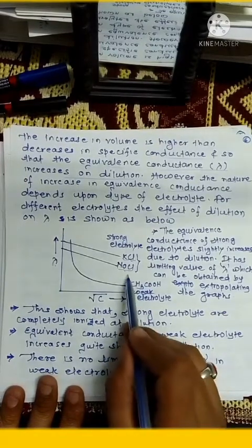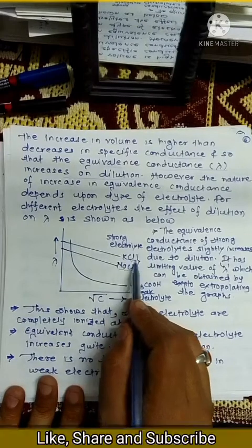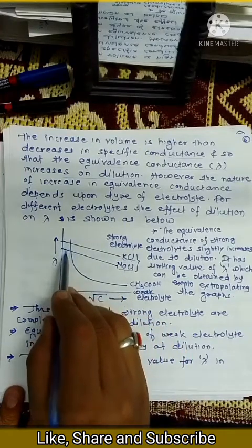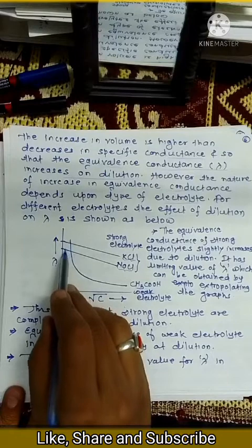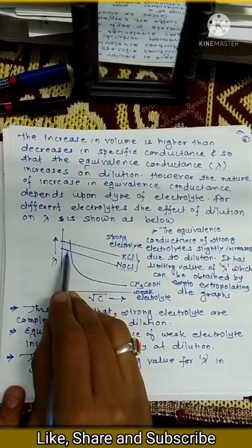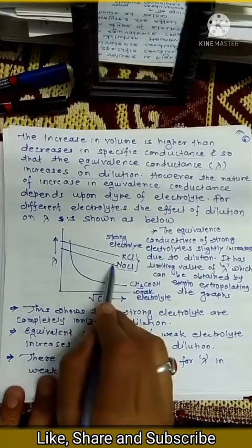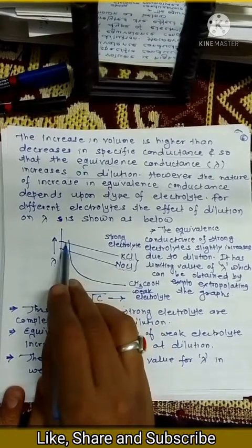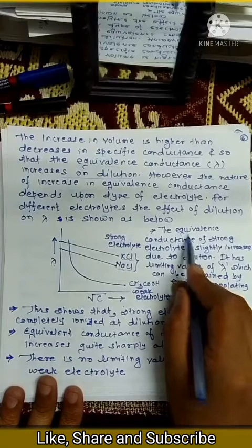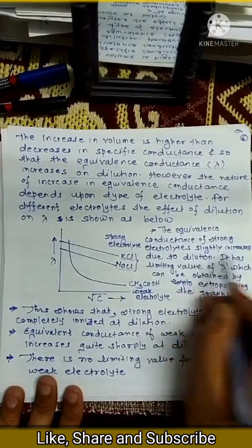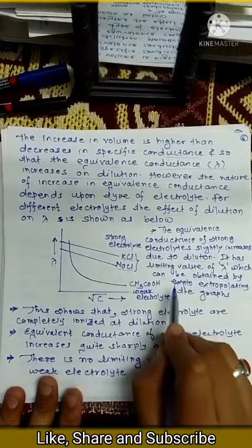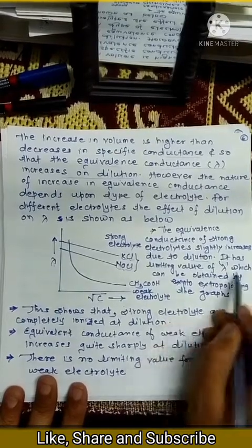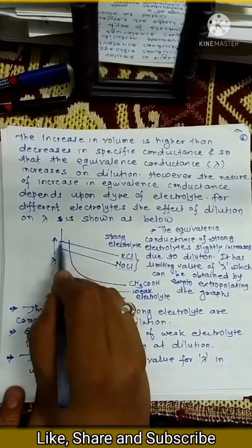From this graph we see that for strong electrolyte there is a limiting value. The equivalent conductance of a strong electrolyte increases slightly due to dilution. It has a limiting value of lambda, which can be obtained by extrapolating this line to your y-axis.